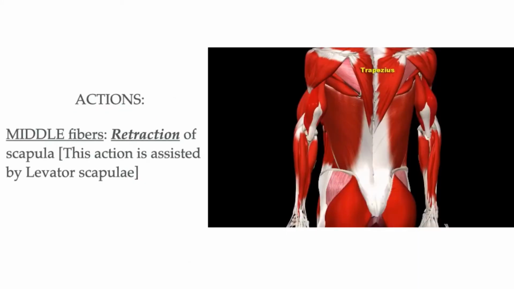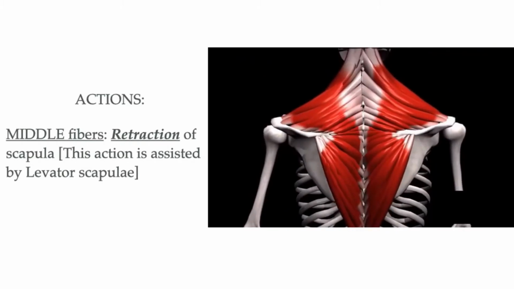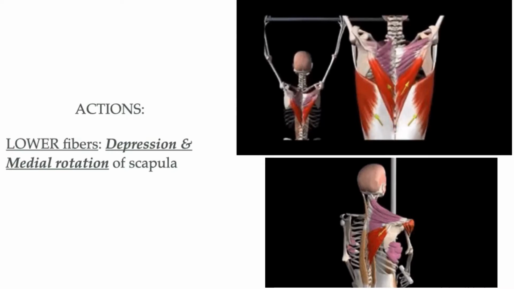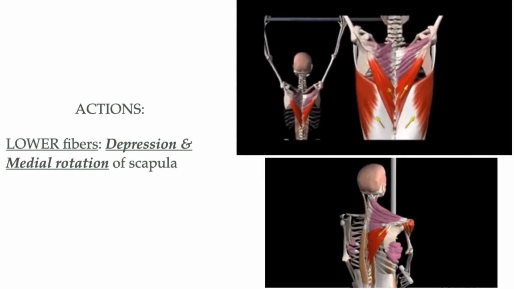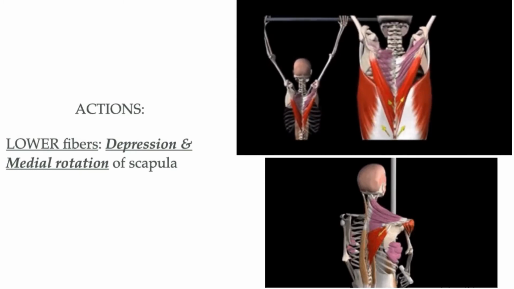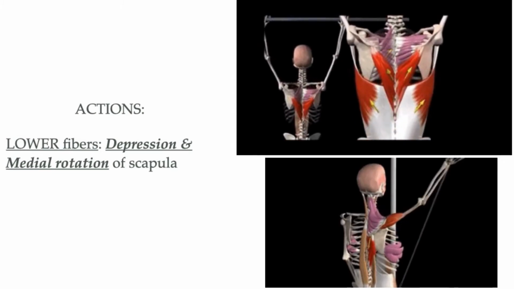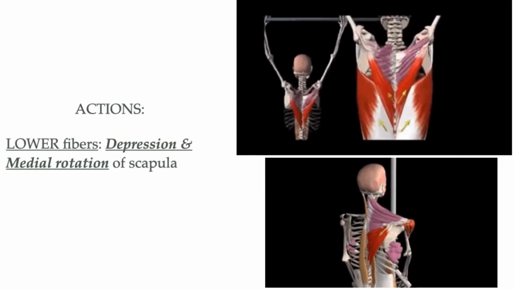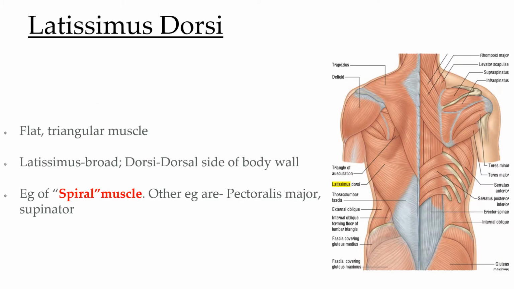The middle fibers are responsible for retraction of the scapula, that is, the medial border of the scapula comes closer to the midline. The lower fibers result in depression and medial rotation of scapula. As you can see in the illustration, the lower fibers are contracting and pulling the scapula downward. That is, they are resulting in depression of the scapula. And in the next illustration, you can see how the lower fibers are contracting to result in medial rotation of the scapula. Next muscle is latissimus dorsi.